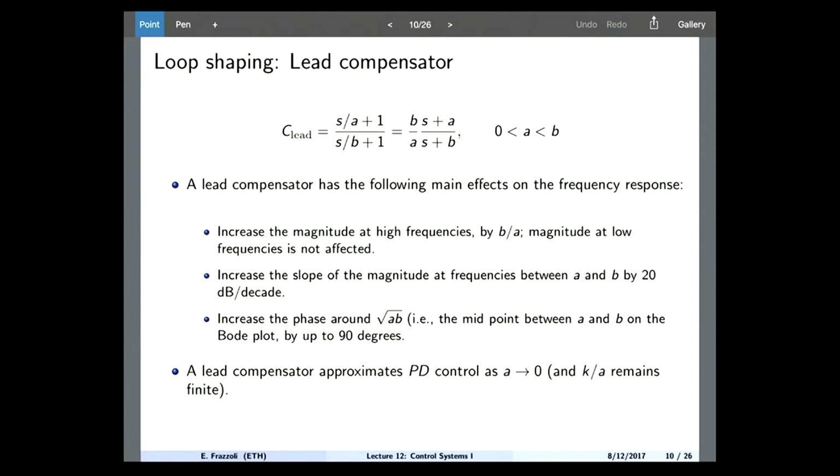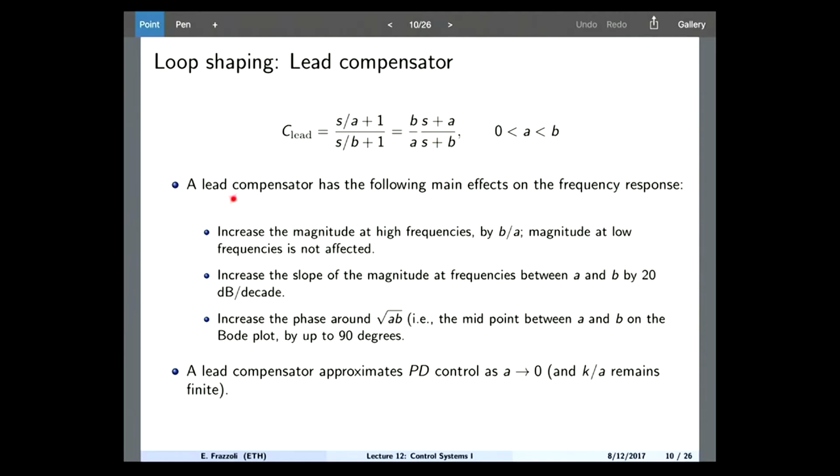And then there is a gain right in the front. We don't care about that, right? If the numerator is S, what is that? Just a factor of S in the transfer function. Exactly, right? So when A gets closer to 0 and B remains large, then this is something that will approximate a derivative, okay?